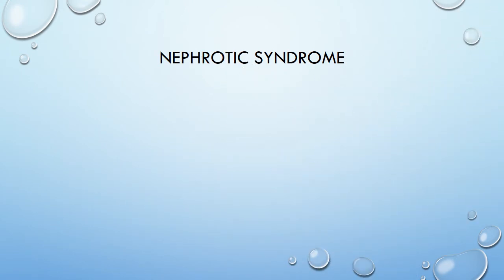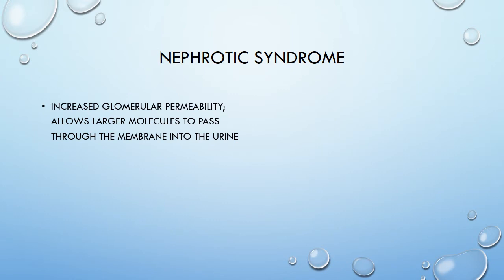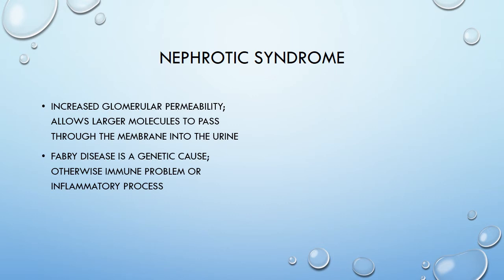Now we are going to discuss nephrotic syndrome. So what is nephrotic syndrome? This is when there's an increased glomerular permeability. It allows larger molecules to pass through the membrane into the urine. A defect in the glomerular filtration known as Fabry disease, a genetic cause, is one reason for nephrotic syndrome. Otherwise, it can be immune problems or inflammatory processes.